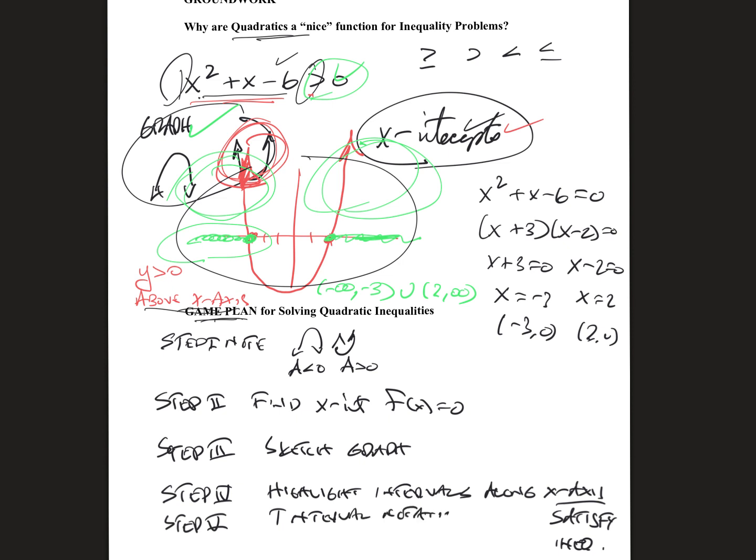So you kind of see I did that with this make-believe problem. So I started with an inequality. I made note of what kind of graph I'm going to have. I found my x-intercepts, gave me a sketch, and then I was able to highlight the regions along the x-axis that satisfy the given condition. All right, so that's our strategy.